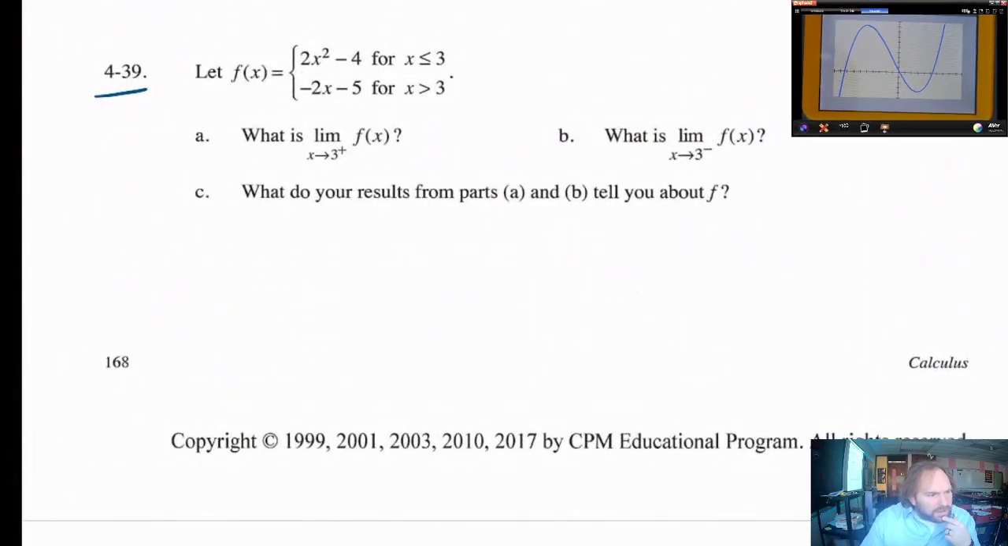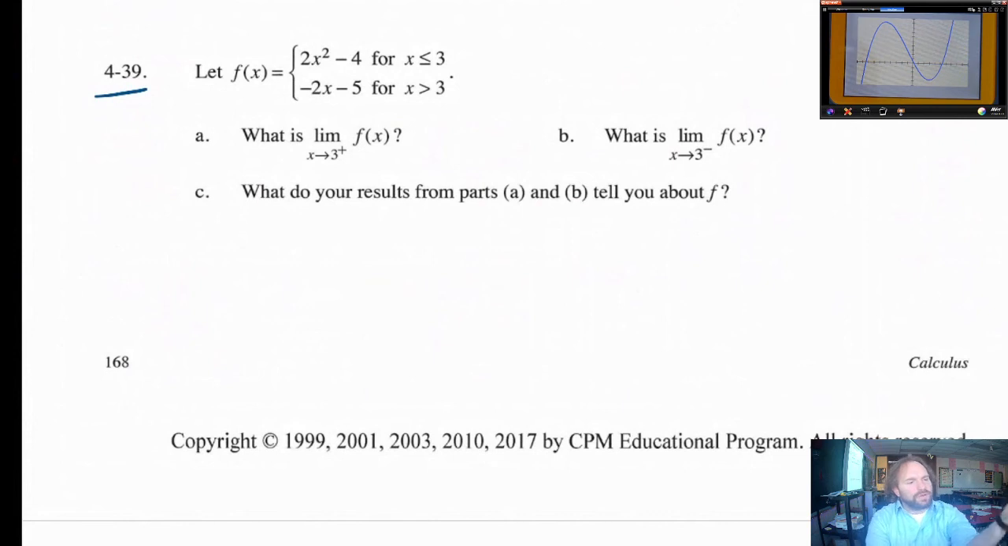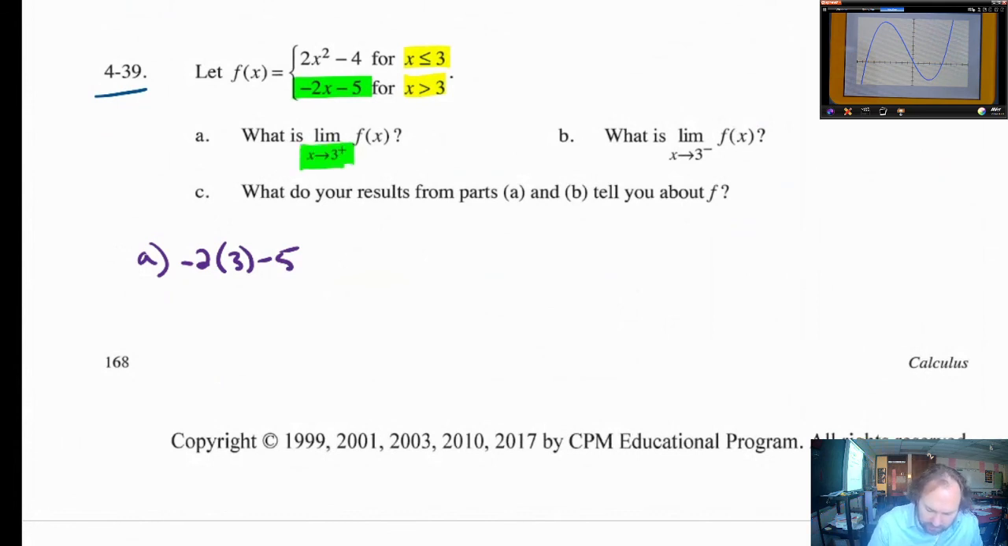439, we have a piecewise function. What's the limit as x approaches 3 from the right and 3 from the left? And look at that, this thing is split up at 3. So for question A, 3 from the right means values of x that are greater than 3. So negative 2 times 3 minus 5. I'm really just grabbing the second part of it because I'm looking for values of x that are greater than 3. That is going to be negative 6 minus 5, which is negative 11.